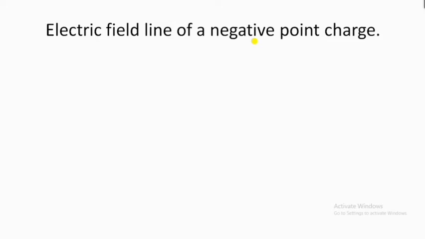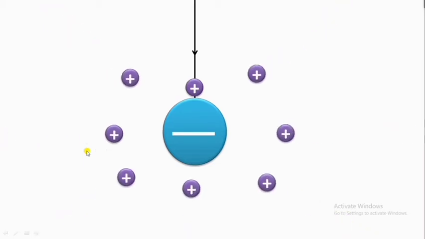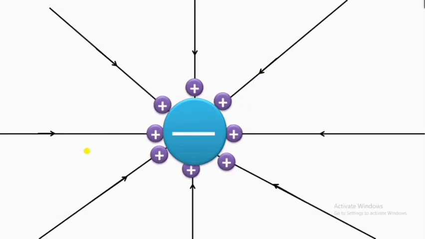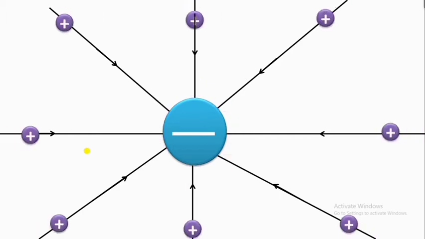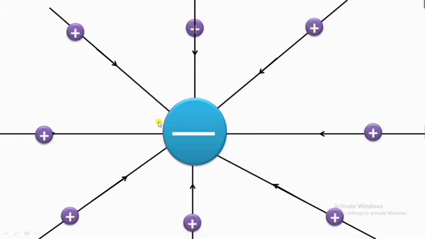Now next is the electric field lines of a negative charge. For a negative charge we leave a positive charge out here and it will get attracted, and if we draw the path we'll get the electric field line. Similarly we'll leave many charges around this and this will happen. If I draw all the lines, I'll get the electric field lines. So you can see this is how I have drawn the electric field lines.